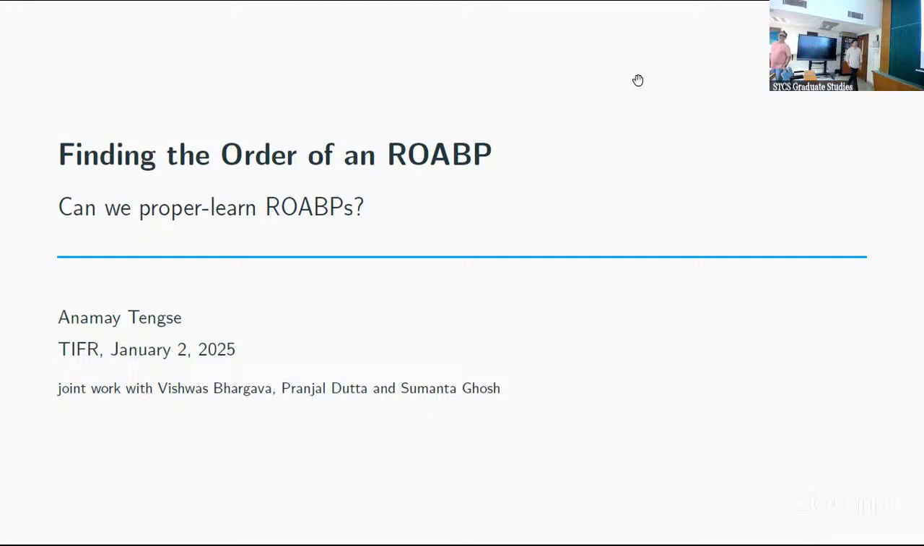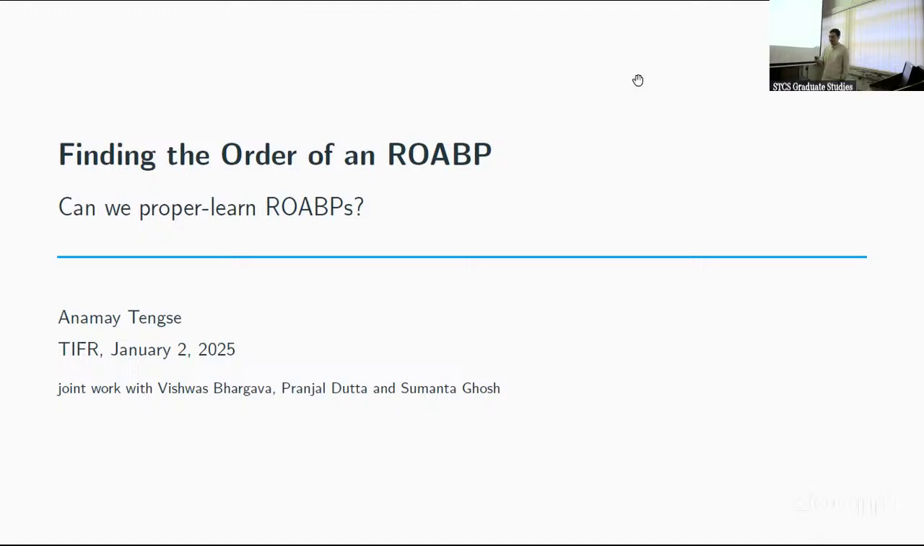Thanks, all of you for joining. So I'll be talking about what is called the order finding problem for ROABPs. I'll tell you what it is. It sort of ties down to the missing piece in what is called proper learning or reconstruction of this model called ROABP. So I'll tell you more about it. This is a joint work with Vishwas, Bhargav, Pranjal, Dattu, and Sumanta Ghosh.